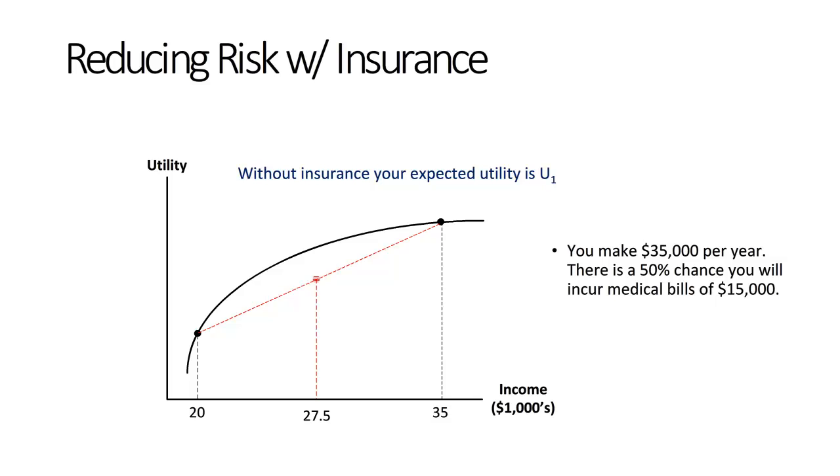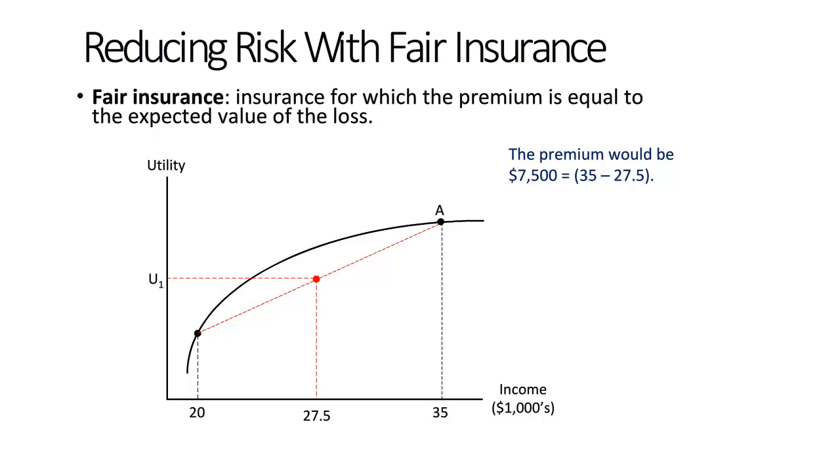The utility of an expected income of $27,500 is U1. Now let's consider the case of fair insurance using what you just learned about certainty equivalence. With fair insurance, the premium is equal to the expected value of the loss. In this case, the premium would be $35,000 minus $27,500, or $7,500.